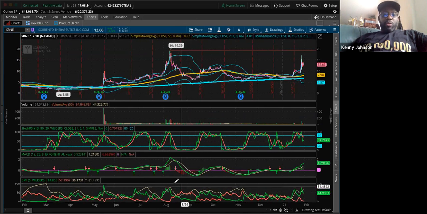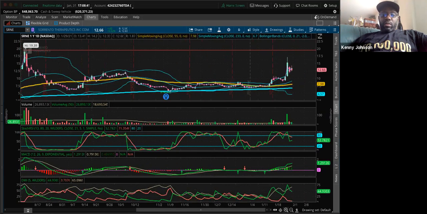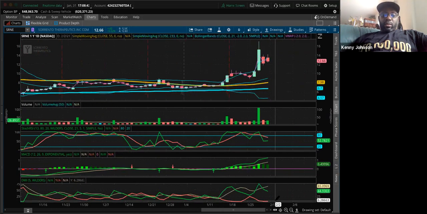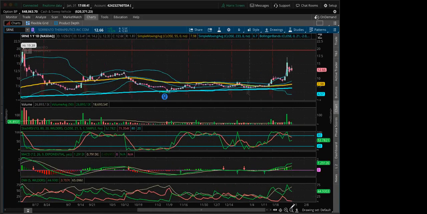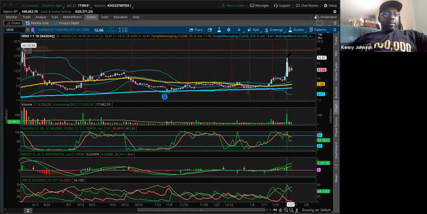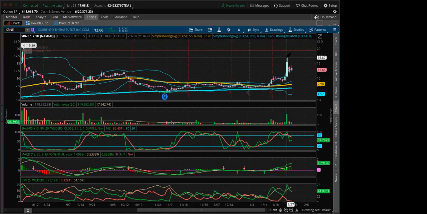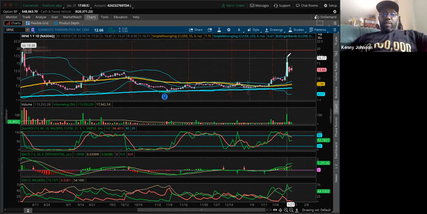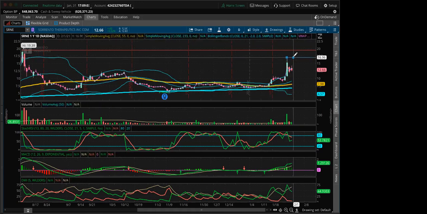So that was back in August when it hit its $19 high. Let me go back out one more. They've been bad ever since. Now they doing a little something. So come on, Sorrento. Not that I have an option, but I think I'm getting ready to jump in the option. It hit $17 on, it looked like Wednesday.